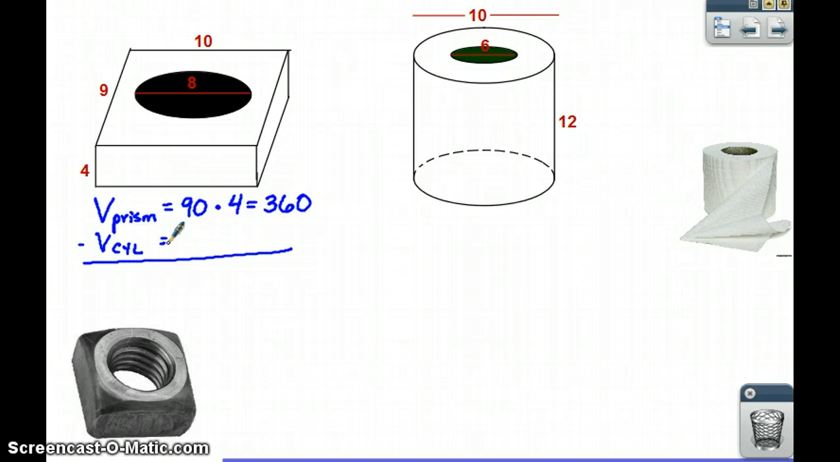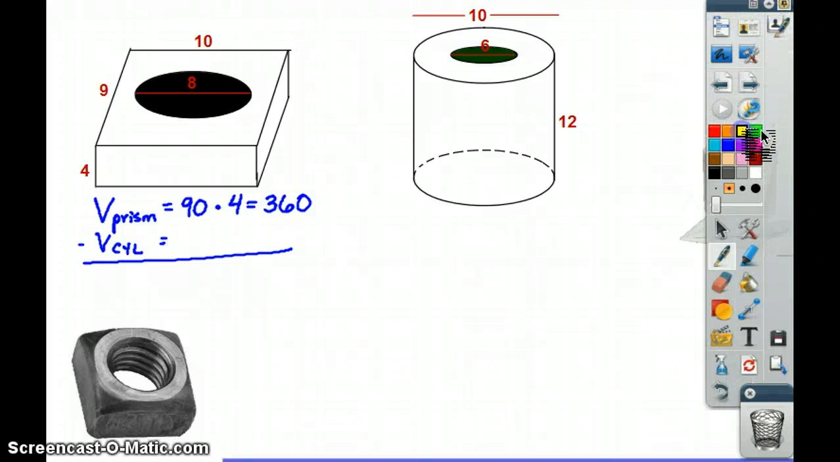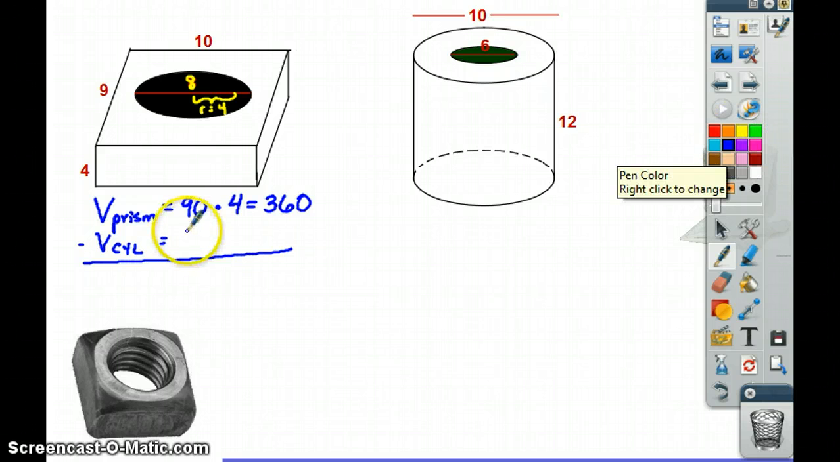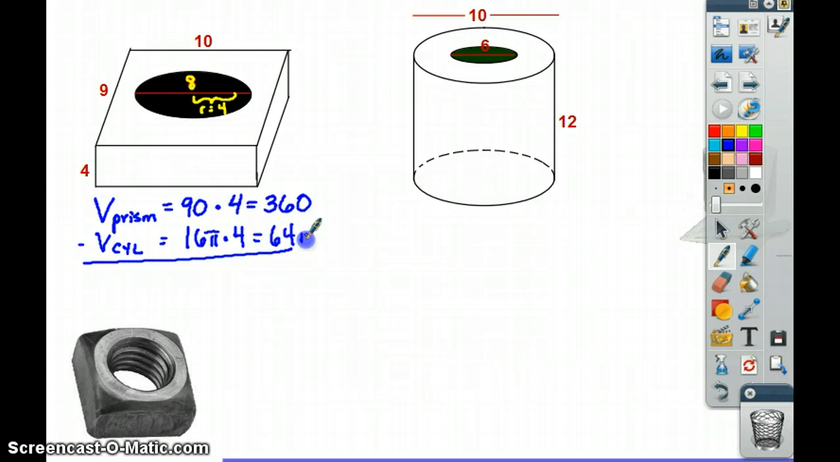The volume of the cylinder, well, it's still area base times height, but this time the base is a circle, so we do pi r squared. The diameter, if you can't see that, is 8, which means the radius is going to be 4. So pi r squared would be 16 pi times the height. The height of the cylinder is going to be the same as the height of the prism, so that's going to be 4, giving me a volume of 64 pi.